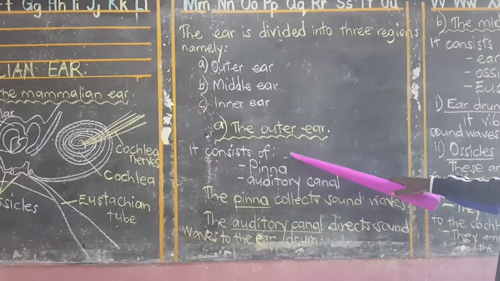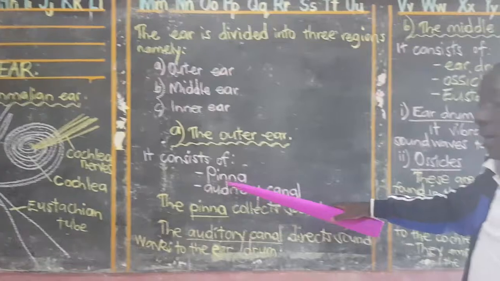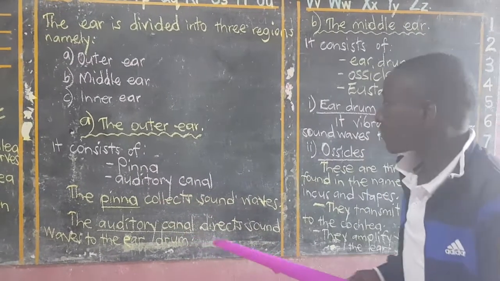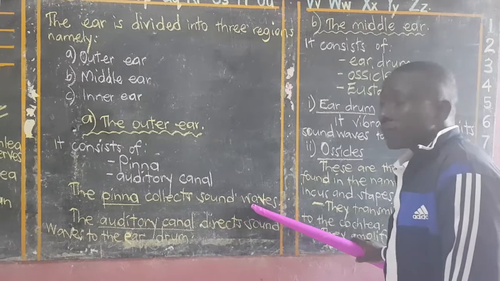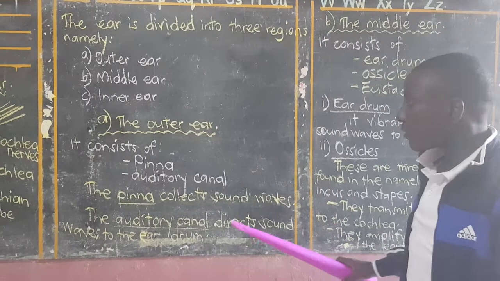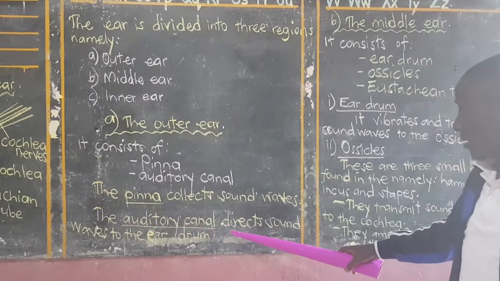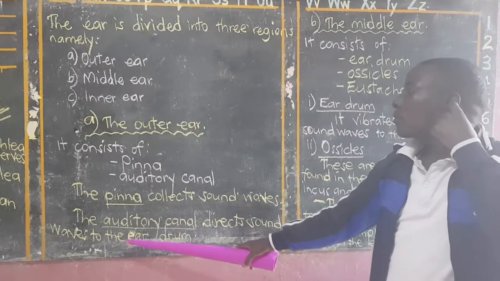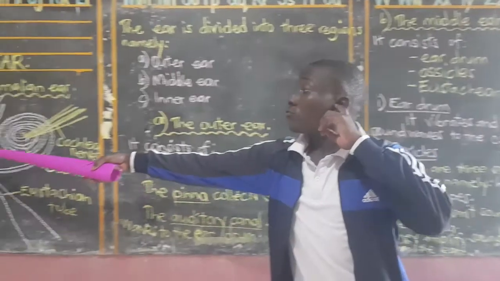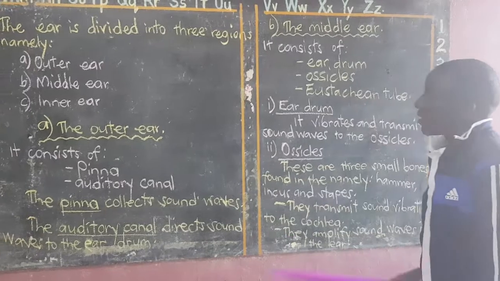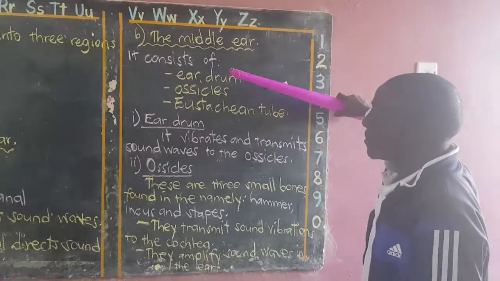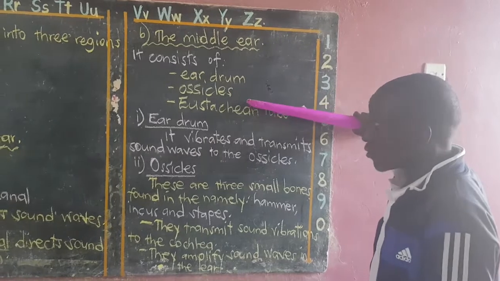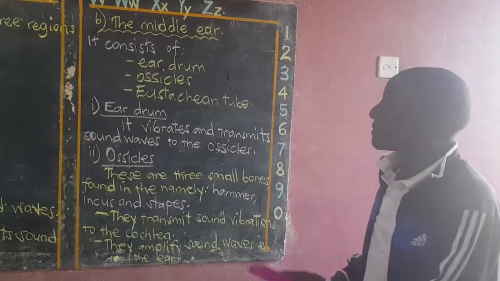Now, let us look at the outer ear. I told you it consists of the pinna and the auditory canal. What is the function of the pinna? It collects sound waves. That one is clear. The auditory canal directs sound waves to the eardrum. Part B, let us look at the middle ear. I told you it consists of the eardrum, the ossicles, and the eustachian tube. Clear?